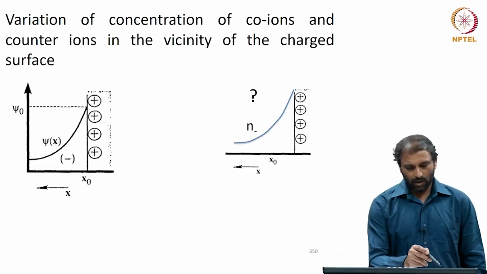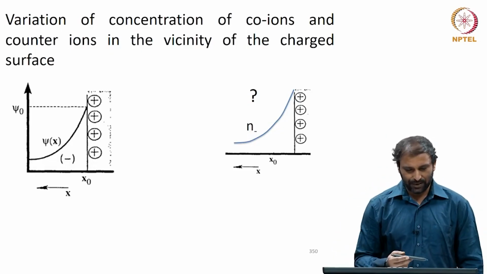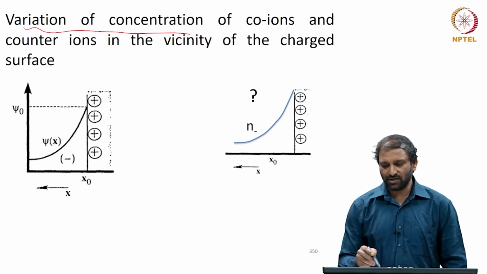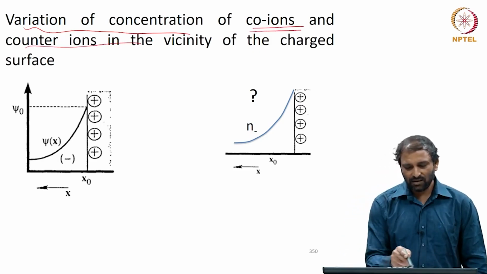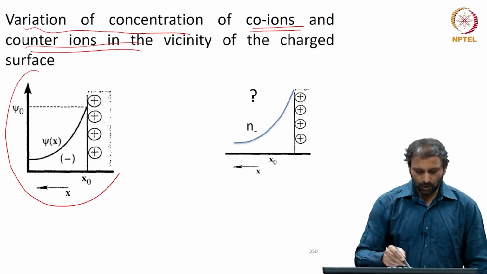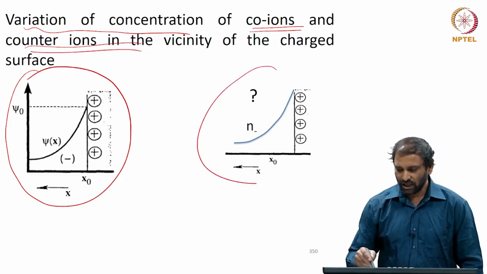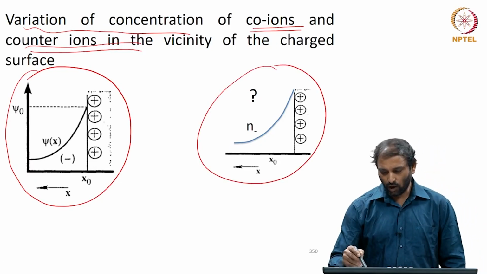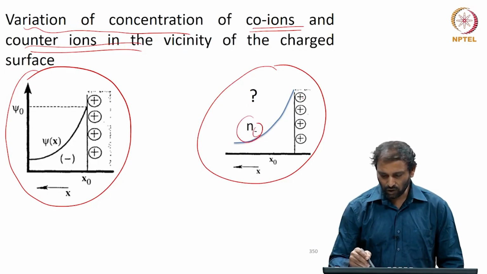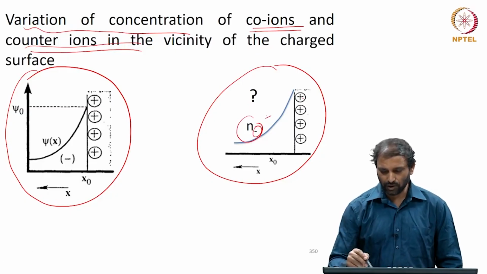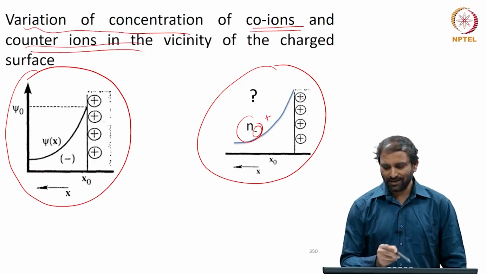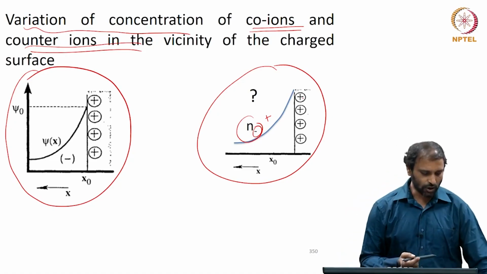Now that we know how the potential varies with separation distance, we can also look at the variation of the concentration of co-ions and counter ions in the vicinity of the charged surface. In this case you have a positively charged surface, therefore the negatively charged ions are going to be the counter ions. Of course, I could also have positively charged ions in the solution, which are going to be co-ions, and how their concentration varies with separation distance is also of interest.